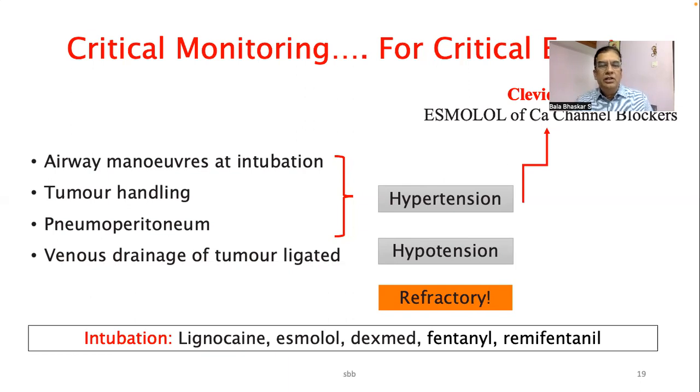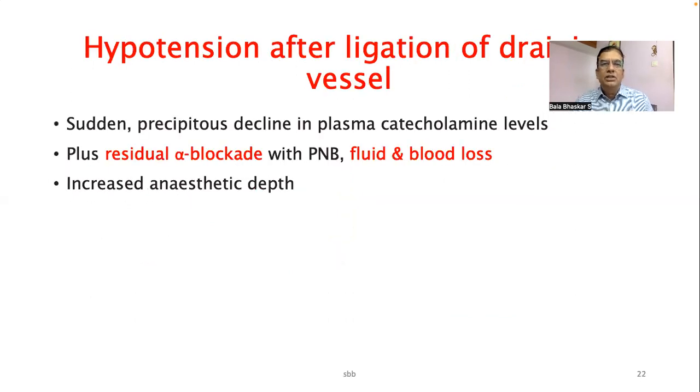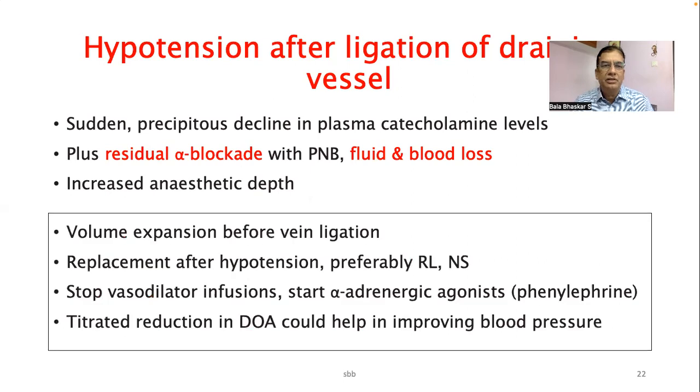The hypotension which occurs during the venous drainage, after the venous drainage is ligated from the tumor. So what will happen is there will be a sudden precipitate decline in the plasma catecholamines in these patients. Plus, there could be a risk of residual alpha blockade with phenoxybenzamine and intraoperative fluid and blood loss. And if you think there is also increased anesthetic depth, it complicates the matter. So what we should be trying to do is we can have volume expansion before the vein is ligated. We can have replacement after hypotension, especially using Ringer's lactate and normal saline.